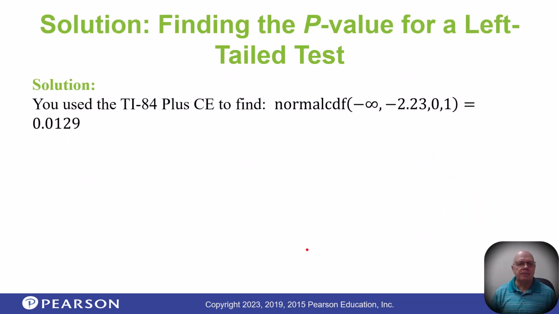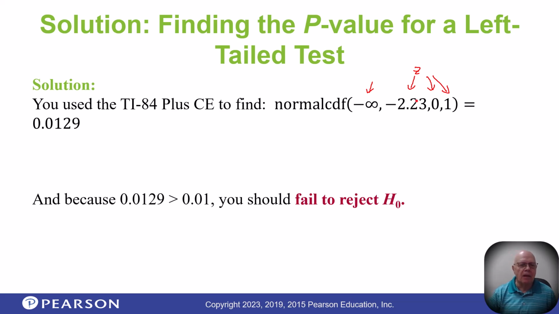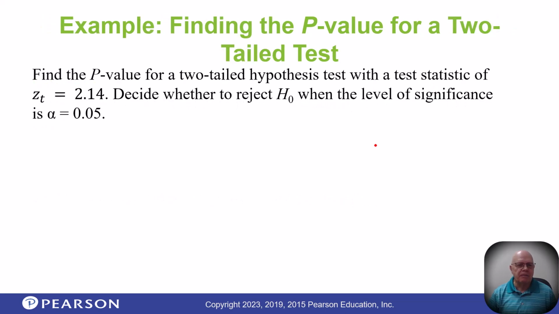All right. So remember, to get that, since it was a left-tailed test, start at negative infinity, go up to our test z value, 0 and 1. If this is z, then use 0 and 1 here. If it's not, you'll have to use other values, but we'll get to that in time. So we failed to reject the null hypothesis.